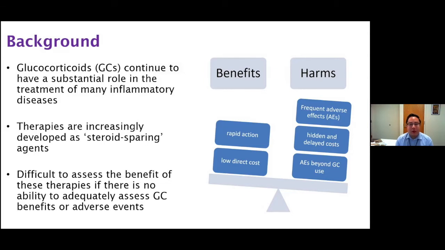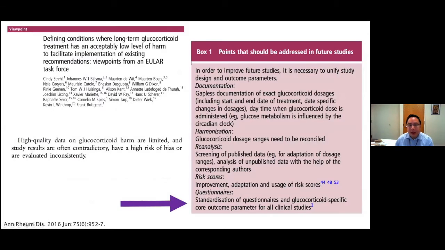This is increasingly important as a number of steroid-sparing agents are being developed, and we need to be able to assess the benefit and risk of these agents compared to glucocorticoids with our patients in mind. This gap in knowledge has been highlighted previously, including in this position paper from EULAR in 2016, that includes the statement that high-quality data on glucocorticoid harm are limited, and study results are often contradictory, have a high risk of bias, or are evaluated inconsistently. It proposes a future research agenda for glucocorticoids, including standardization of questionnaires and glucocorticoid-specific core outcome parameters for all clinical trials.